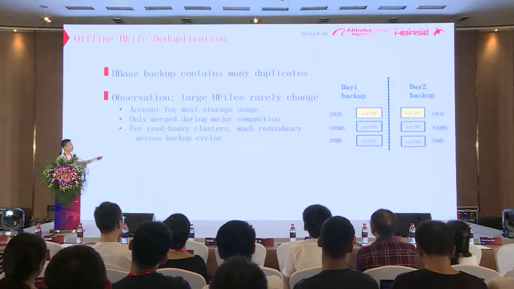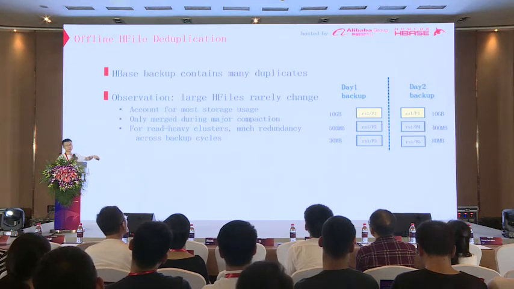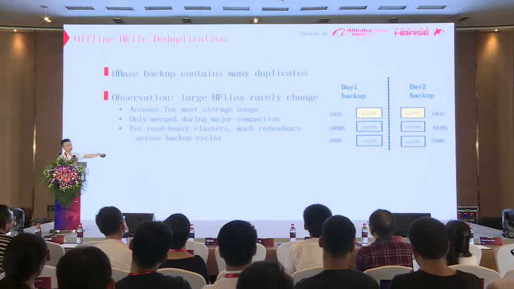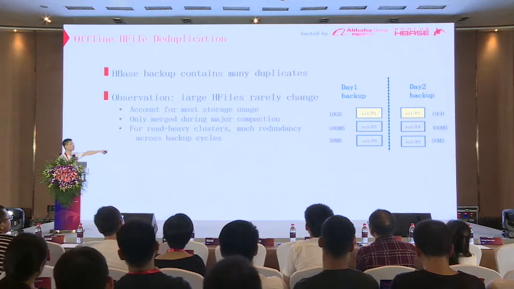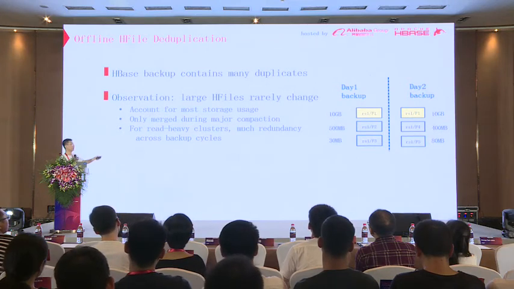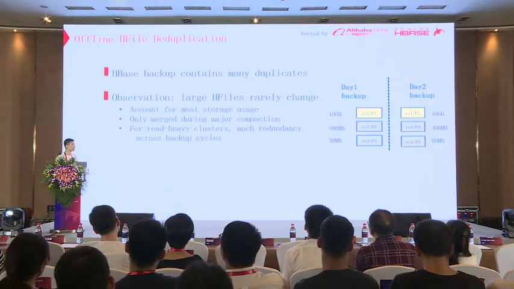So in day one, HFiles have F1, F2, F3. And in day two, F2 and F3, those two smaller files, are compacted using minor compaction. But the larger file will still remain the same, although the smaller files would be changed. As a result, if we can identify this opportunity and deduplicate the larger file, named F1 here, we can get the saving.